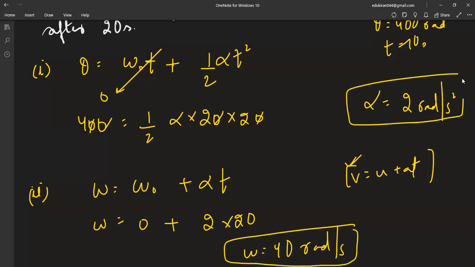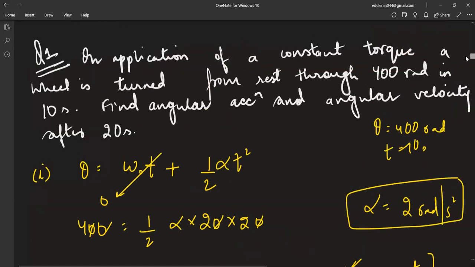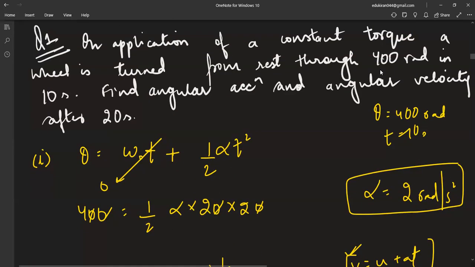All right, this is question 2. Note it down quickly. One more question we'll discuss before starting with torque.